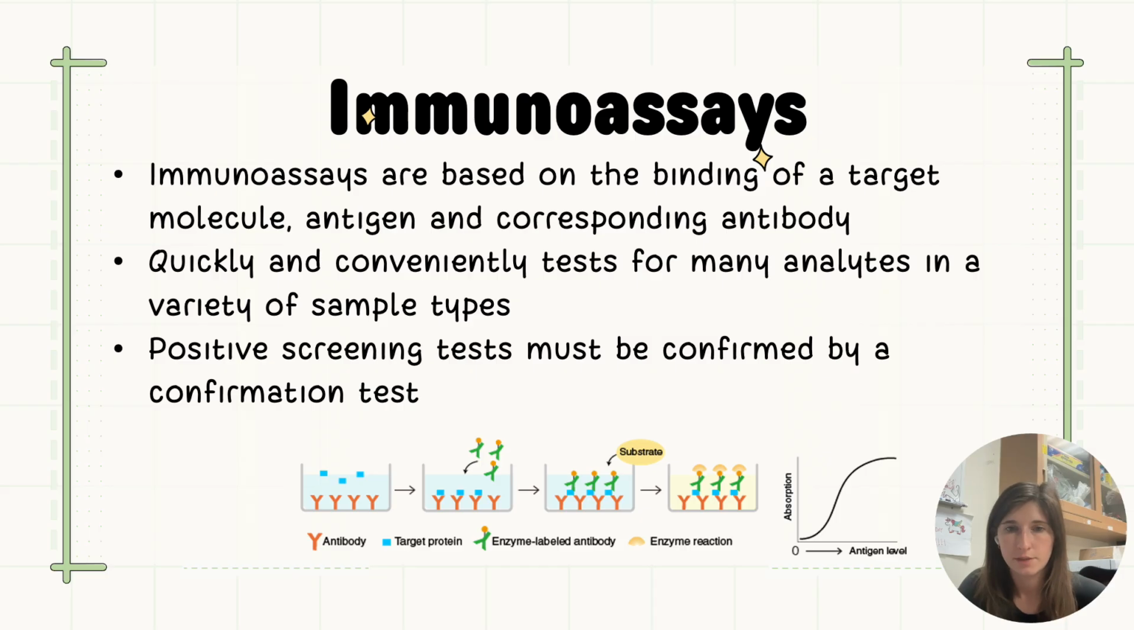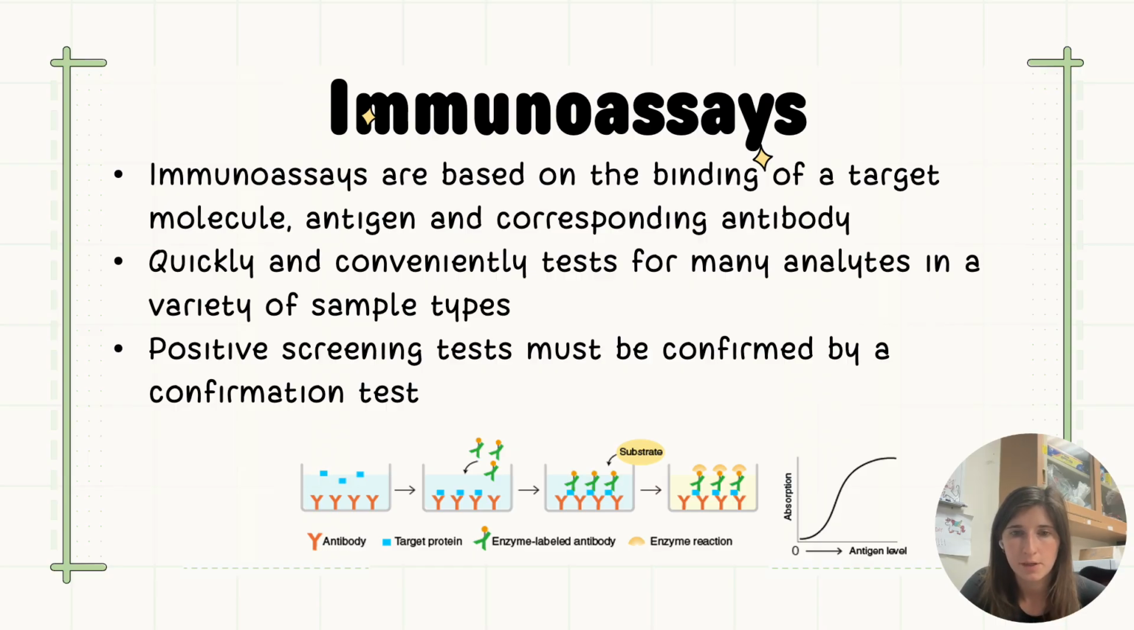So one of the most common types of screening assays are going to be immunoassays, and this is based on the binding of a target molecule and an antigen with a corresponding antibody. Immunoassays are quick and convenient tests for many analytes in a variety of different matrices. Positive tests are then going to go on and be confirmed by a confirmation test.